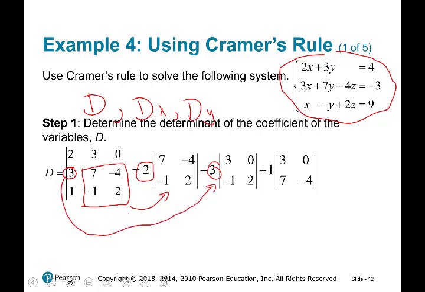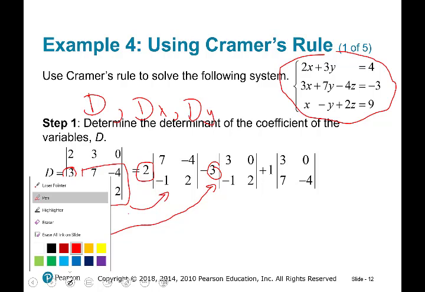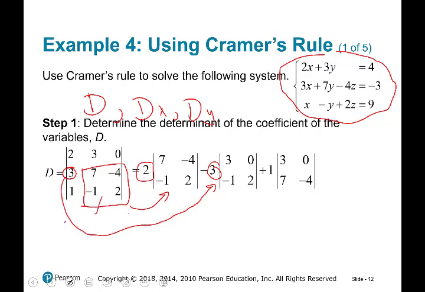How do I know that? Because, let me erase. Because the values that you use, 3, 0, -1, and 2 are the ones left when you eliminate this row and this column, which you can also do. You will get the same value. And then here they just went down with the 1.